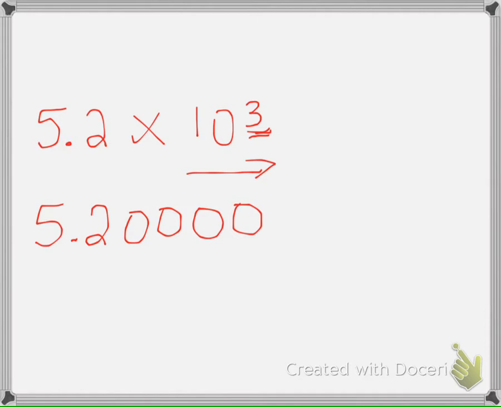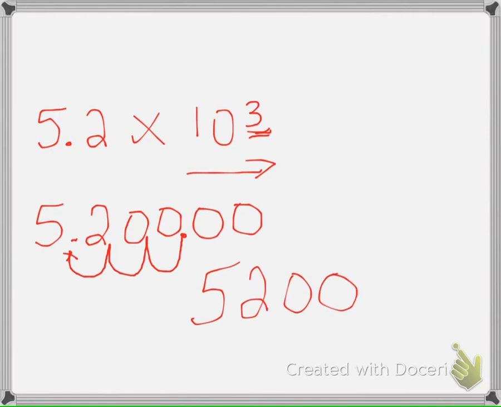So how do we write this as a standard number? Well, we're going to start here because that's where the decimal is now. We're going to move it how many places? 3. So that's 1, 2, 3 spots. That's where our decimal is going to be in the standard form. So this 5.2 times 10 to the third power is really 5,200 when we write that out.